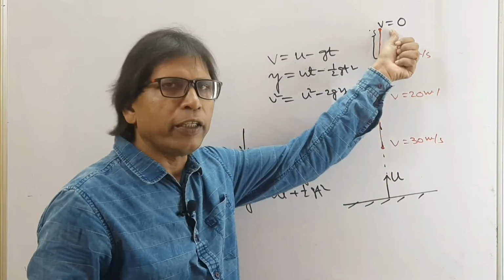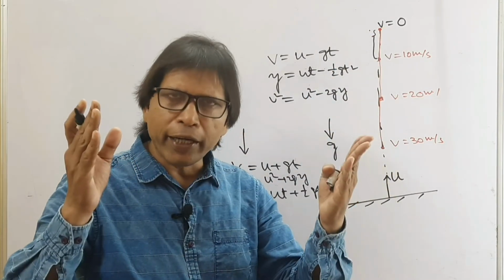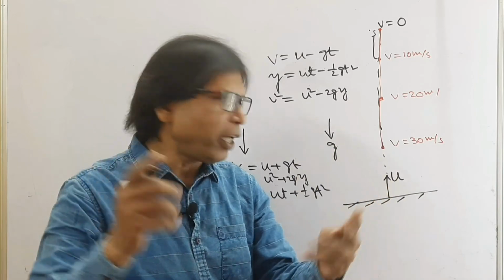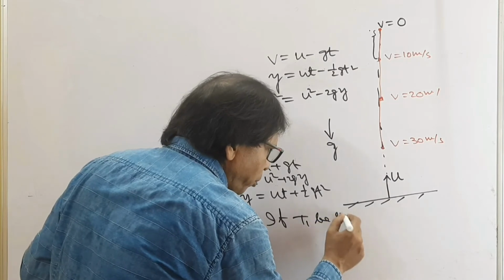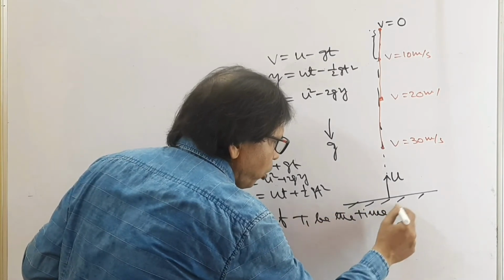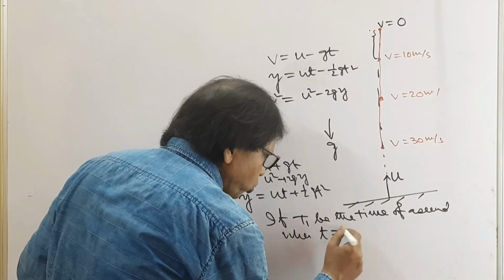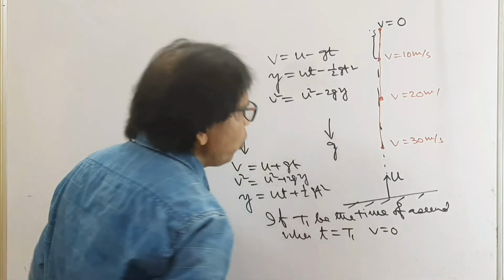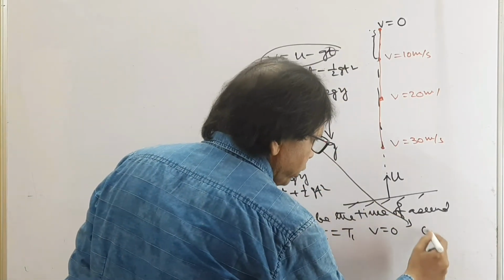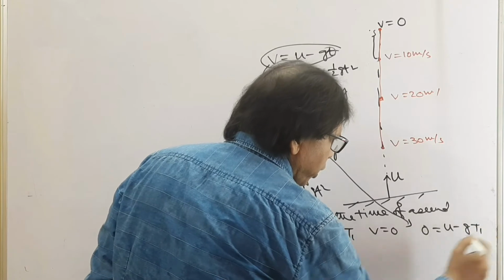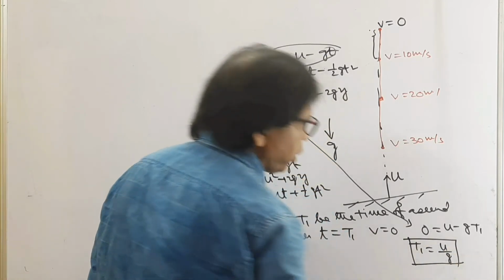At the top point of the journey, final velocity is 0. The time required to reach the top point is called the time of ascent. If capital T1 is the time of ascent, then when t equals T1, v equals 0. Using the relation, 0 equals u minus g T1, therefore T1 equals u by g. So this is the time of ascent.